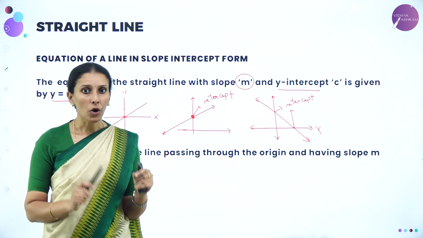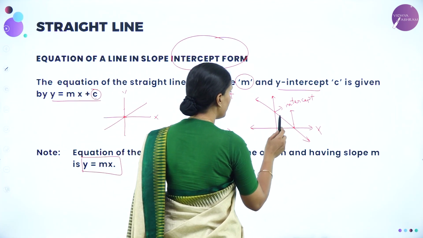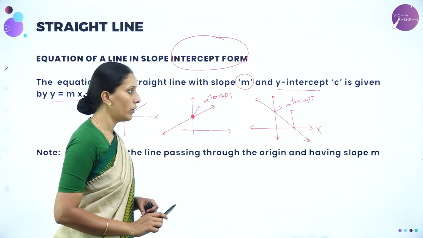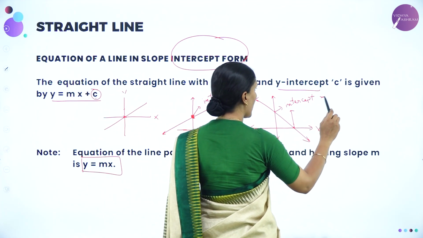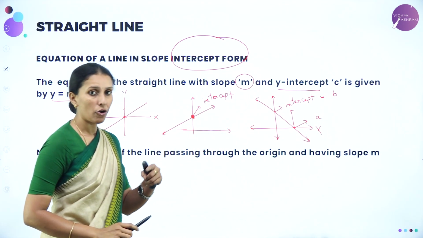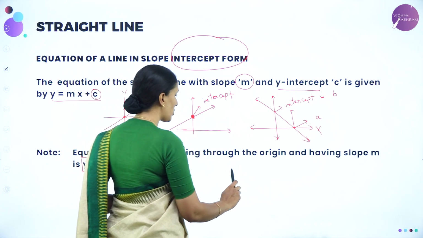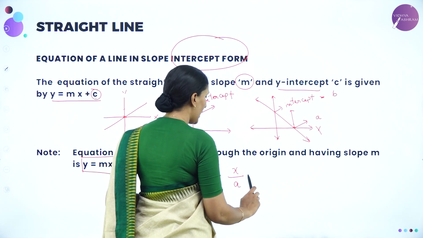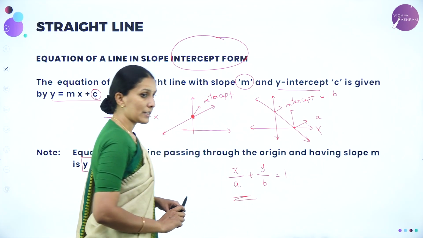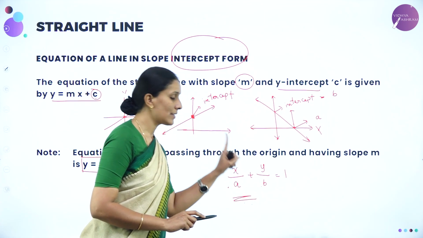Other than this, we also have the intercept form. You can see this diagram. This straight line is cutting both the x-axis and y-axis. The intercept on the y-axis can be taken as b, and the intercept on the x-axis can be taken as a. That is also one of the equations of a straight line when the x-intercept and y-intercept are given. In such a case, the intercept form is given by x by a plus y by b is equal to 1. This equation represents the straight line when the x-intercept and y-intercept are given.